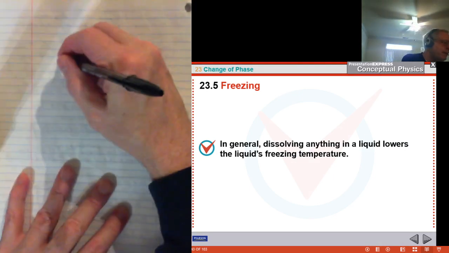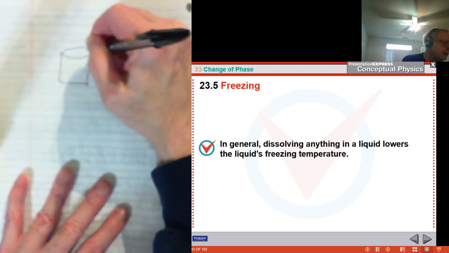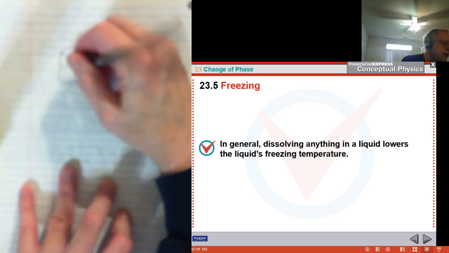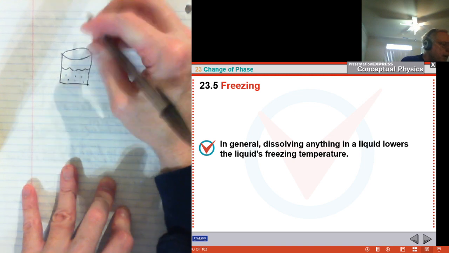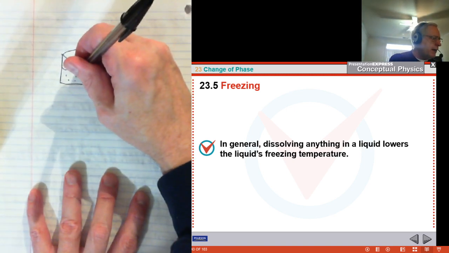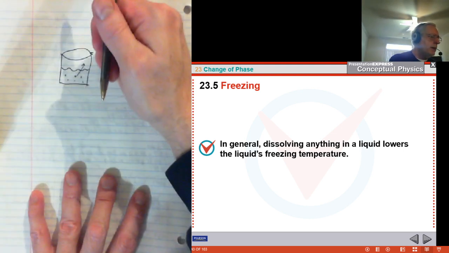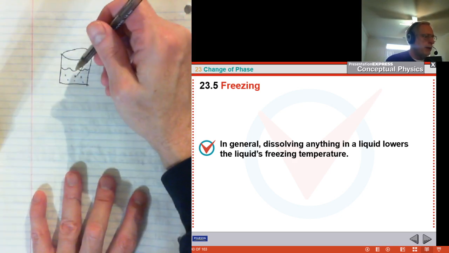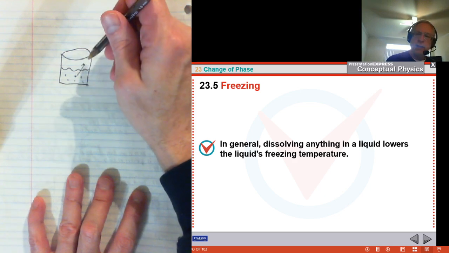Okay, let's say that I have a solution in a beaker. So I have this beaker here, and it has a solution in it, and there are particles in here. For evaporation or boiling to occur, the particles have to leave. For boiling to occur, particles have to leave.